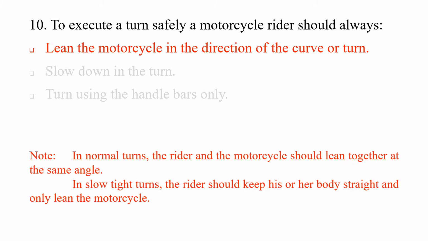The answer is option number 1. Lean the motorcycle in the direction of the curve or turn. Note: in normal turns, the rider and the motorcycle should lean together at the same angle. In slow tight turns, the rider should keep his or her body straight and only lean the motorcycle.